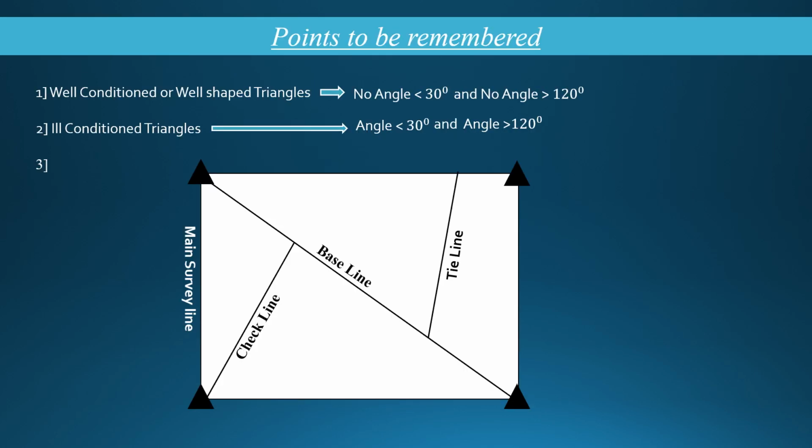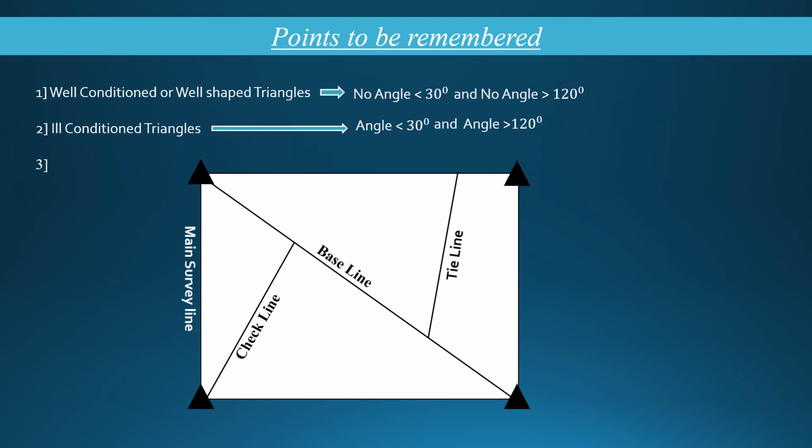So in this slide again I mentioned the well conditioned triangles and ill conditioned triangles. Then in the third point there is one diagram. The white portion is considered as the area to be surveyed. For the area to be surveyed, we need many lines to form triangles. For that there is a boundary line which is a main survey line.